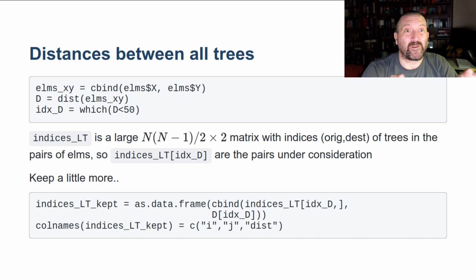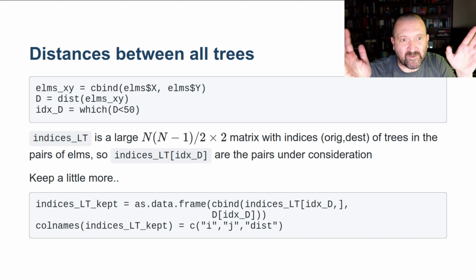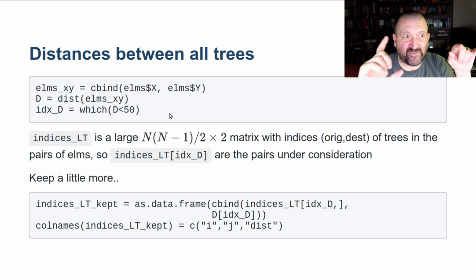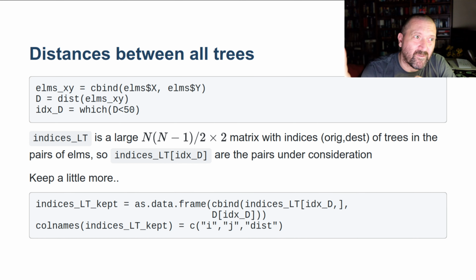So we are first going to prune. We've got about 50,000 trees. We compute the distance because we've got all the locations. We compute all the distances between all pairs of trees. And whenever that distance is more than some threshold, here we did 50 meters, we discard this as a possible interaction. And so we only keep the pairs of trees that are less than 50 meters away. Okay.